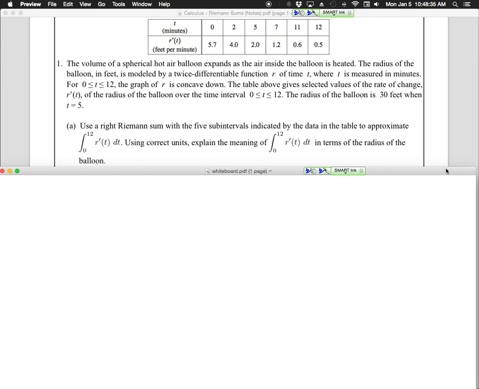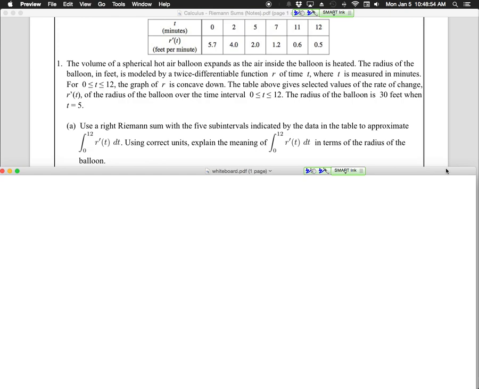The table above gives values of the rate of change, r prime of t, of the radius of the balloon over the time interval from 0 to 12. The radius of the balloon is 30 feet when t equals 5. Now, what did we say r is concave down means? r prime is decreasing. Does this show me that r prime is decreasing? Yes. Okay, so that's something good there. So let's answer the question.